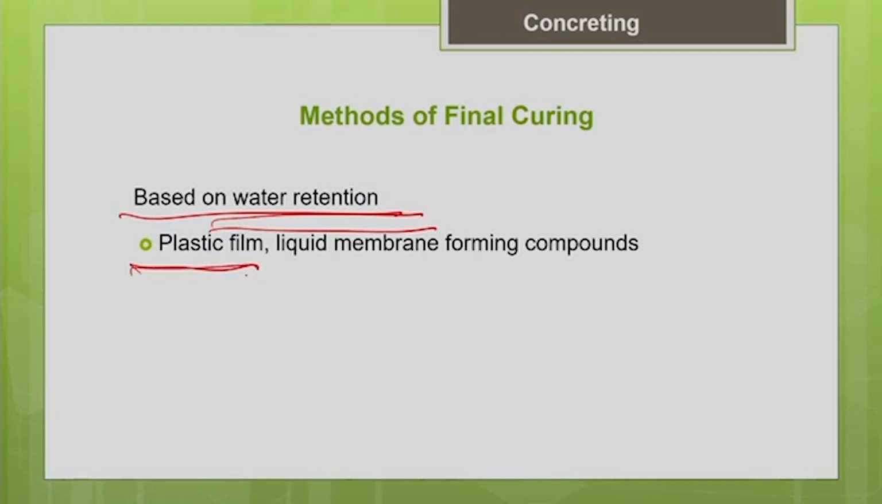So, cover it with a plastic film, or you can also spray some curing compounds. These are entirely different from the evaporation reducers we discussed earlier, which we apply before the finishing of the concrete, that is for initial curing. These membrane forming compounds or curing compounds we use for the final curing. We just spray it on the surface of the concrete. It will remain on the surface and will be effective for even 28 days.